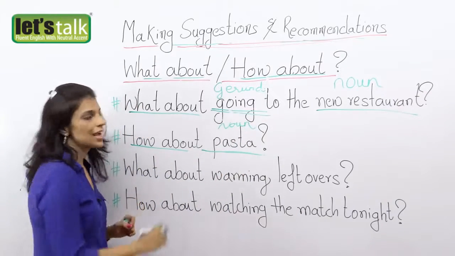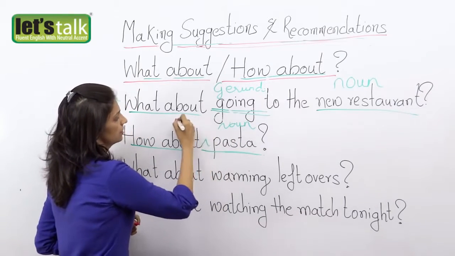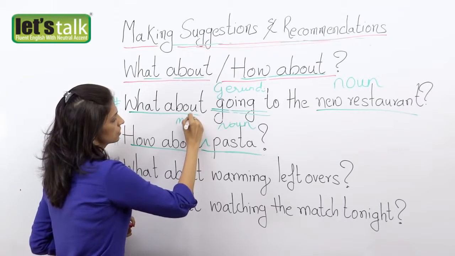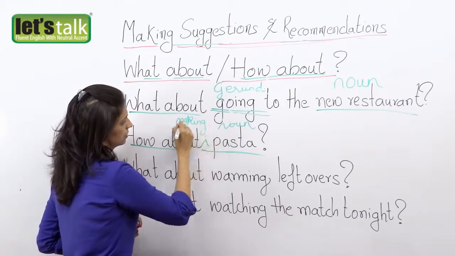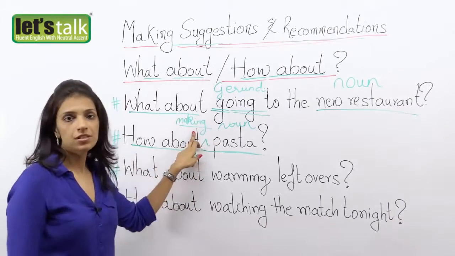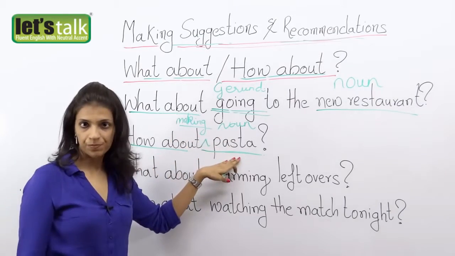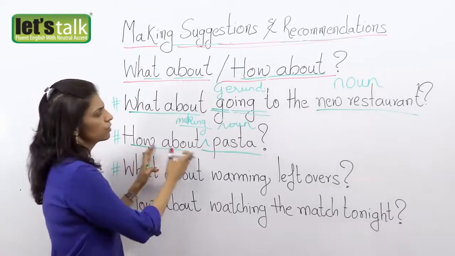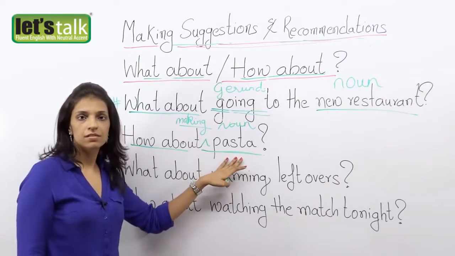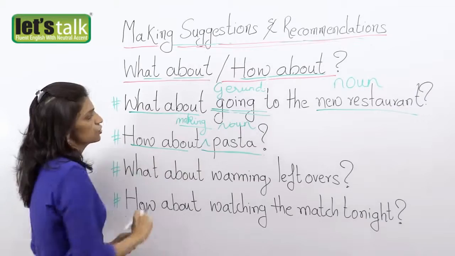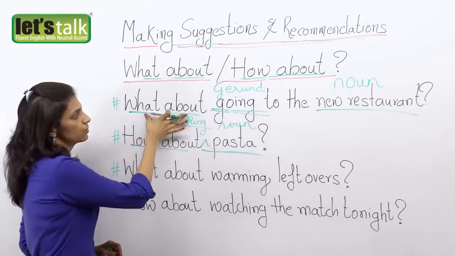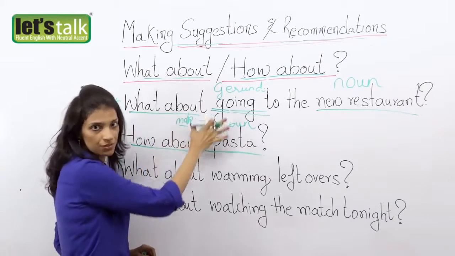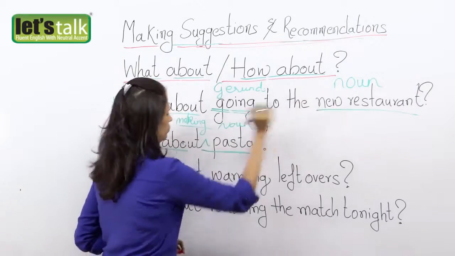You can also say, how about making pasta? So you can use the gerund ing, that's how about making pasta. Okay, now these two are interchangeable. You can say what about making pasta, what about pasta tonight. Okay, so they are interchangeable. Just remember, you can use what about or how about with the gerund or directly the noun.